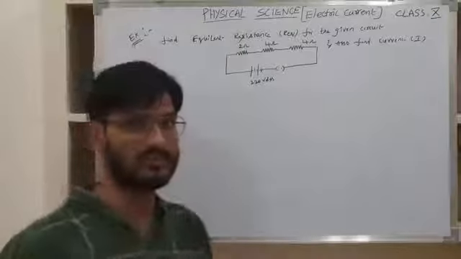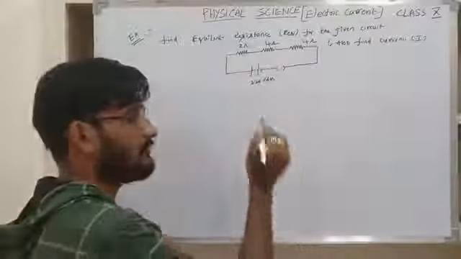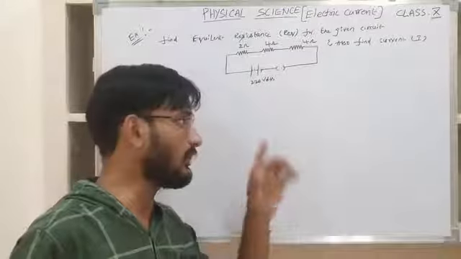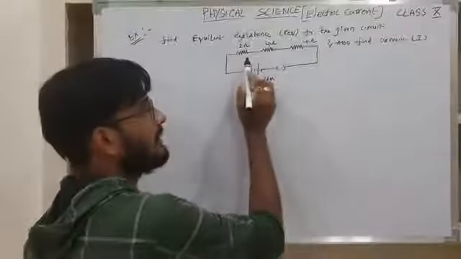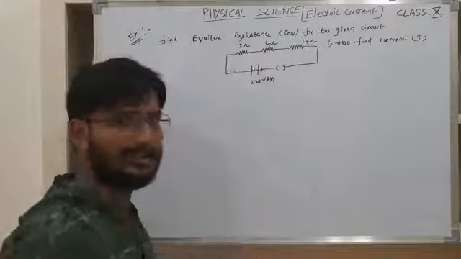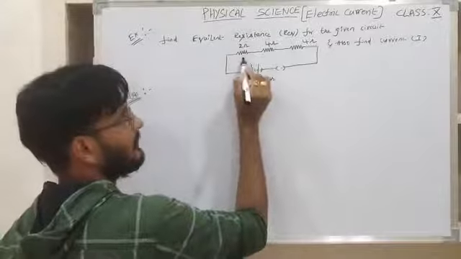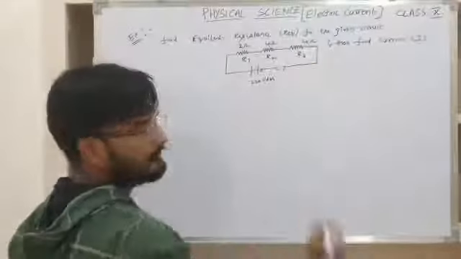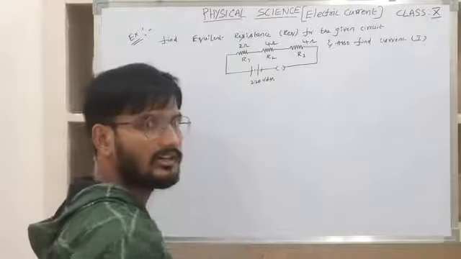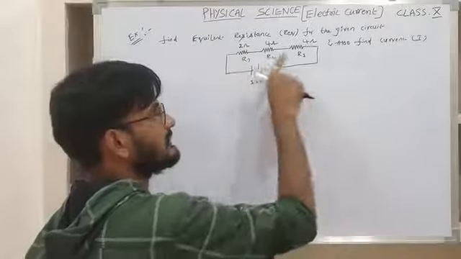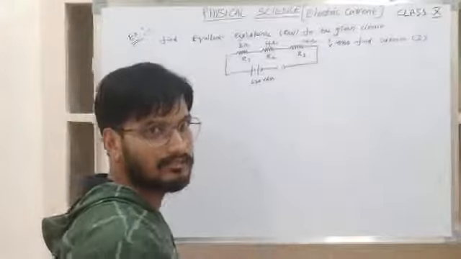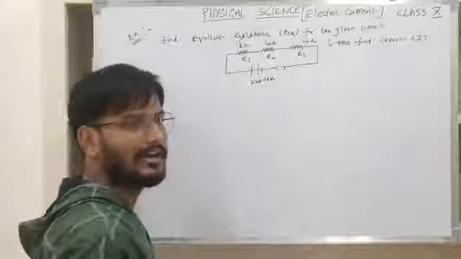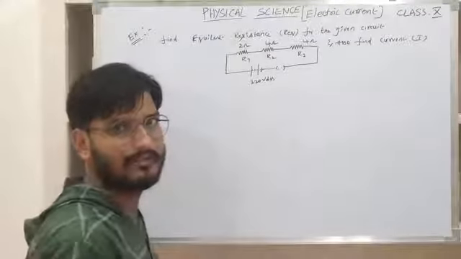Before going to solve this problem, first of all, which type of circuit is given? First of all, we have to find that. Here all the resistors are connected in series, right? Here R1, R2 and R3. These resistors are connected in series because all the resistors are in a single path. So this circuit we can treat as a series circuit, right?